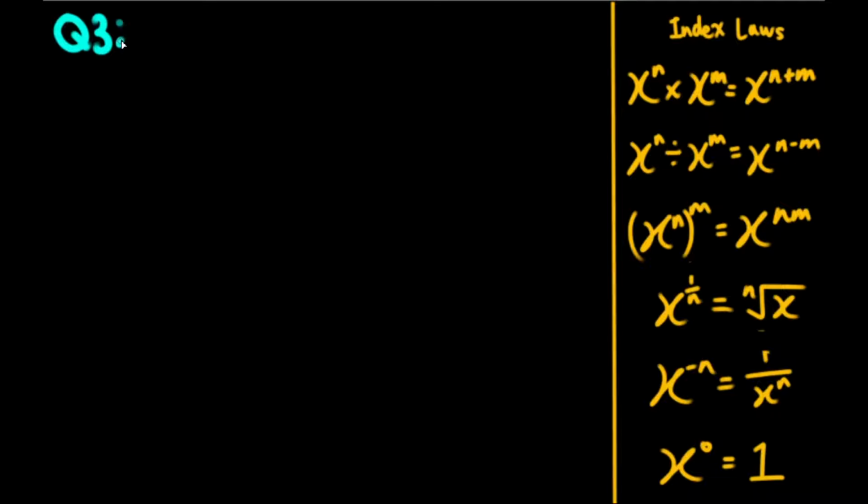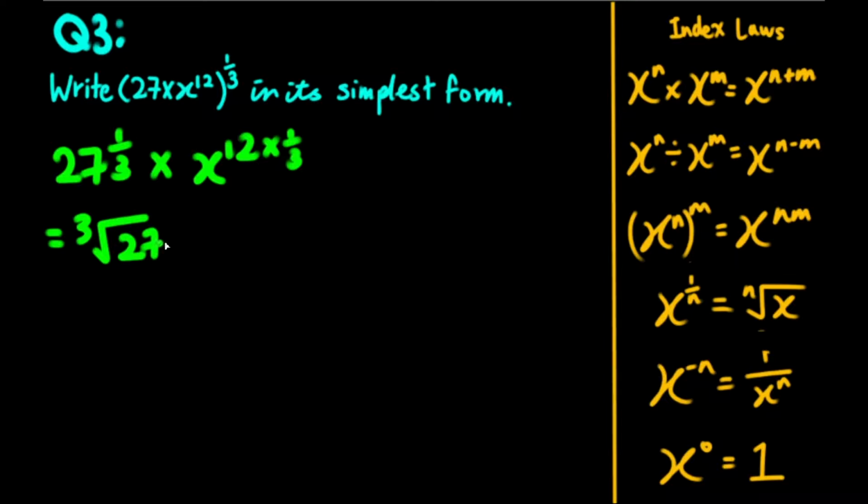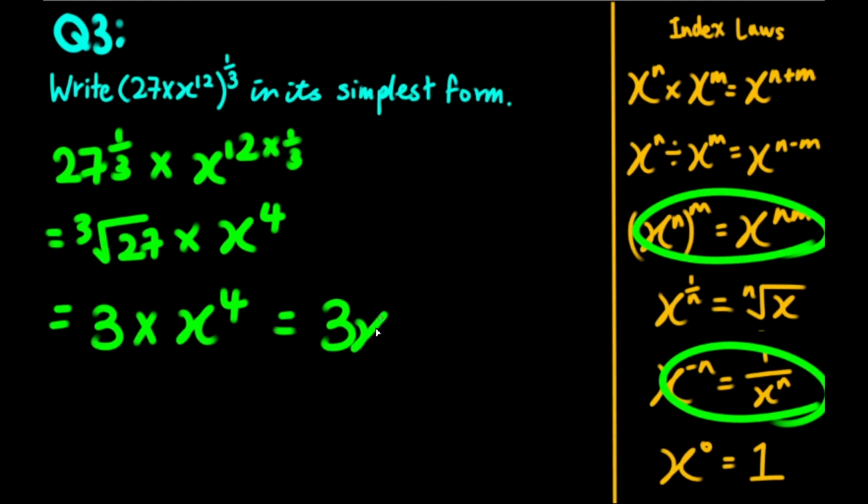For the last example, we have 27 times x to the power of 12, in brackets, to the power of 1/3. If we expand the bracket, we'll have 27 to the power of 1/3 times x to the power of 12 times 1/3. We'll apply further index law here for 27 to the power of 1/3, which is the third root of 27. x to the power of 12 times 1/3 equals x to the power of 4. The cube root of 27 is 3, so the answer is 3 times x to the power of 4, which can be written as 3x to the power of 4.